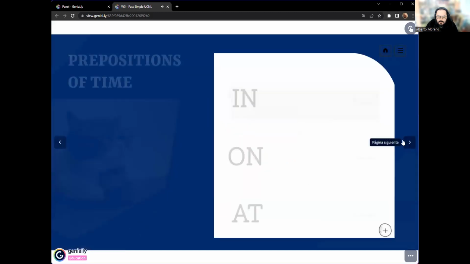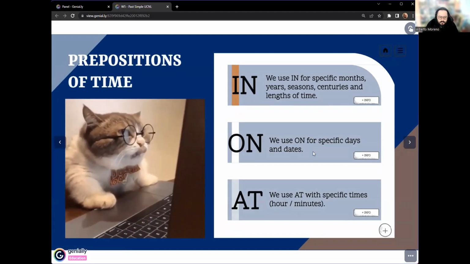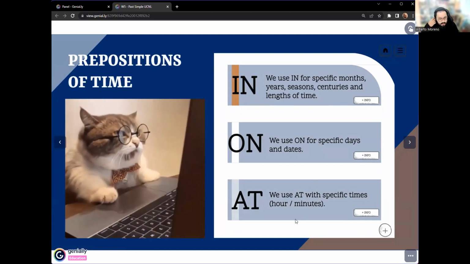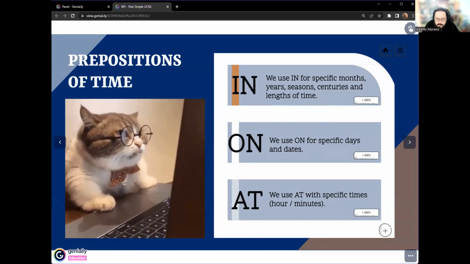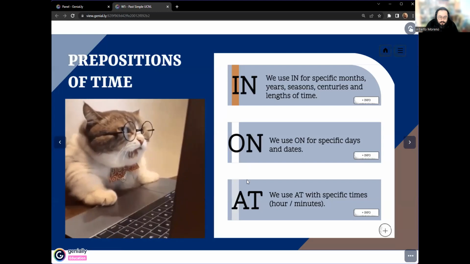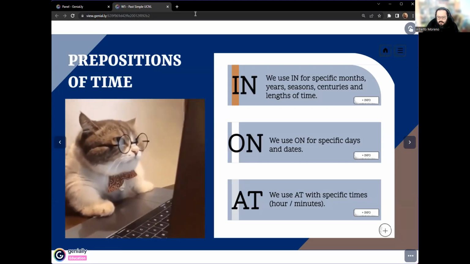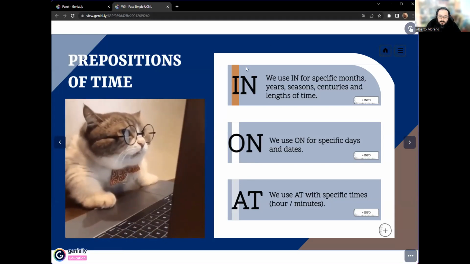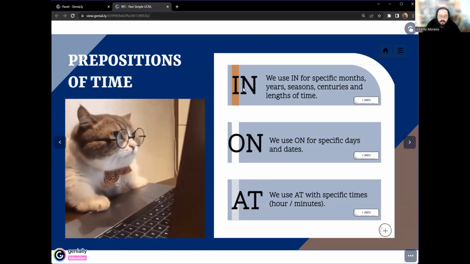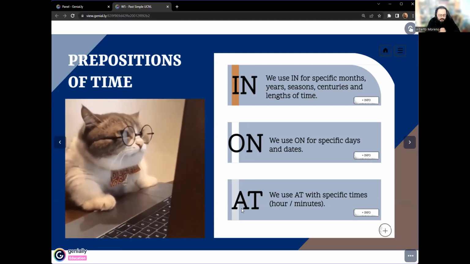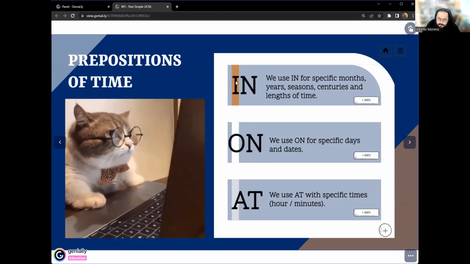Excellent. Let's skip the speaking activity because we have some topics left. So, the prepositions of time. We already know the prepositions of place, which help us talk about where something is located. But the prepositions of time are quite easy and useful too. We have three, the most common: in, on, at.